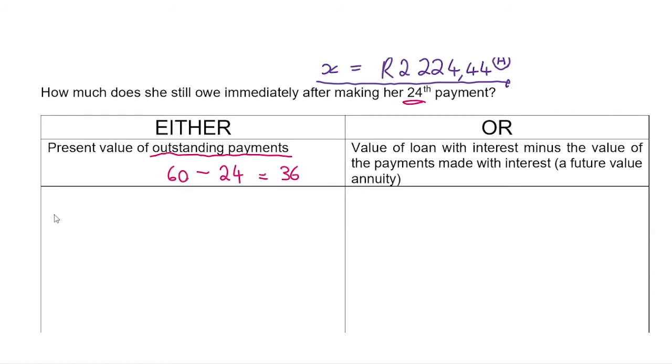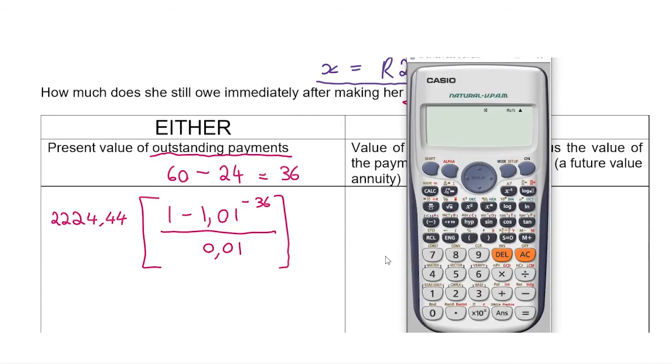So what we're going to do is we're going to use our payment value, 2,224.44, and we're going to put that into the present value formula, right? 1 minus 1.01, 1.01 is our 1 plus i, to the minus 36 over 0.01. Okay, let's just do that on our calculator here. So I'm going to go recall A to get that exact number back. And then I'm going to multiply it by 1 minus 1.01 to the power of negative 36 over 0.01. And I get 66,972.48.